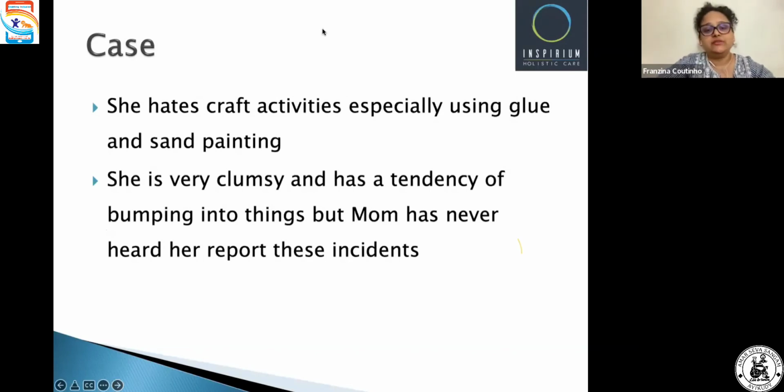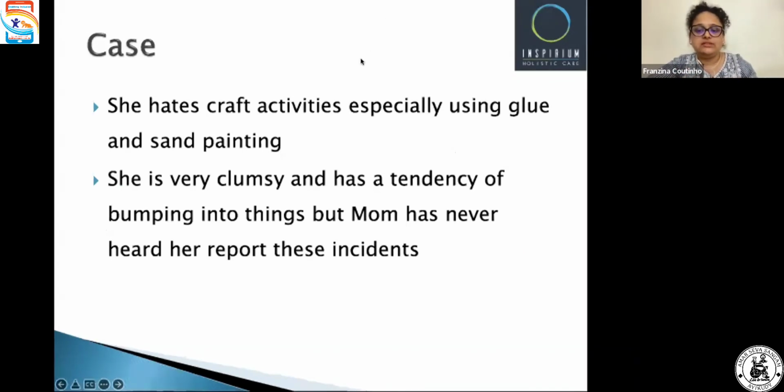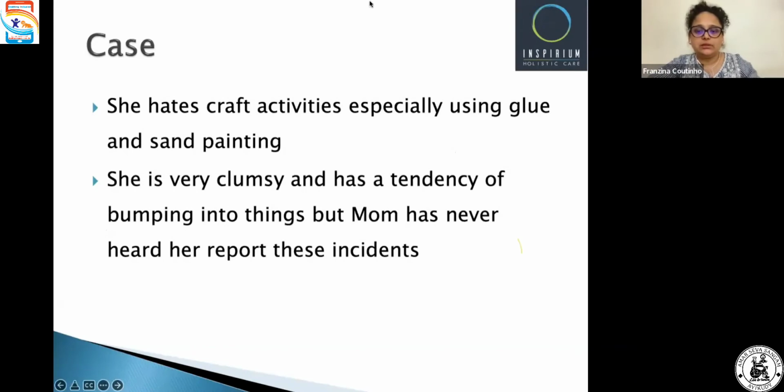You've already said that for the craft activities, the glue and sand painting, it is tactile. Correct. She's defensive. Okay, now when we say she's clumsy, what does that mean? She's clumsy, so she's tripping. It could be vestibular. Yes. Position in space. What is position in space?